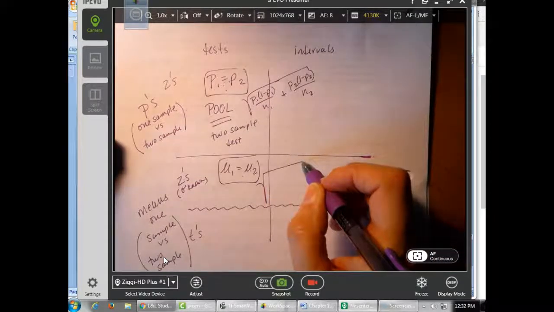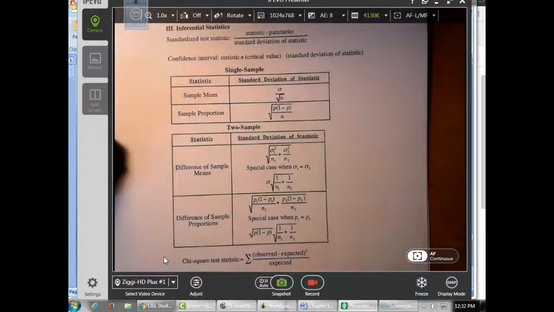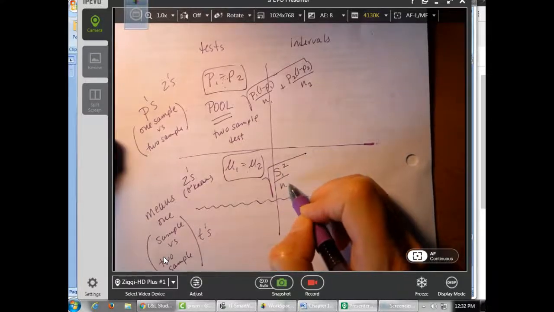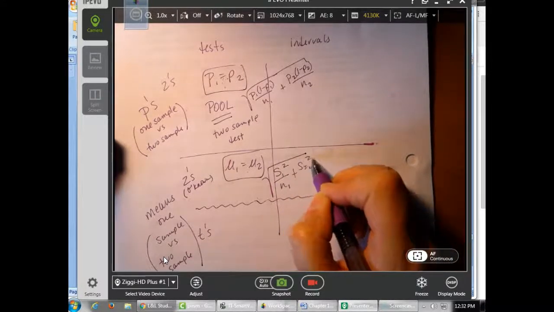Standard deviation of the first one squared over sample size of the first one plus... Yes, we're just using this right here, correct? And we won't know sigma, but we would use S sub 1 squared over N sub 1 plus S sub 2 squared over N sub 2.